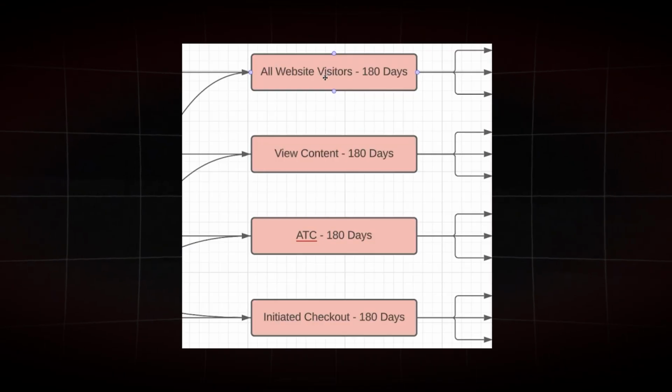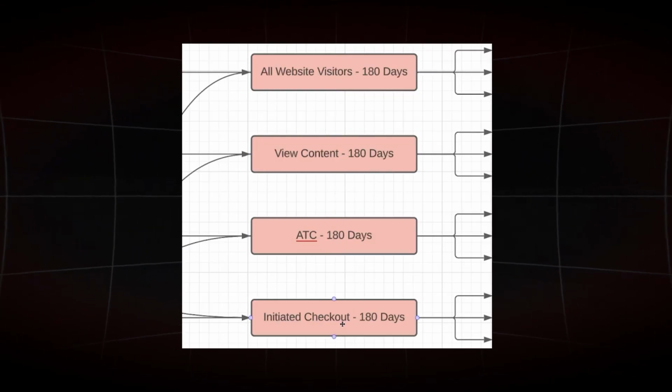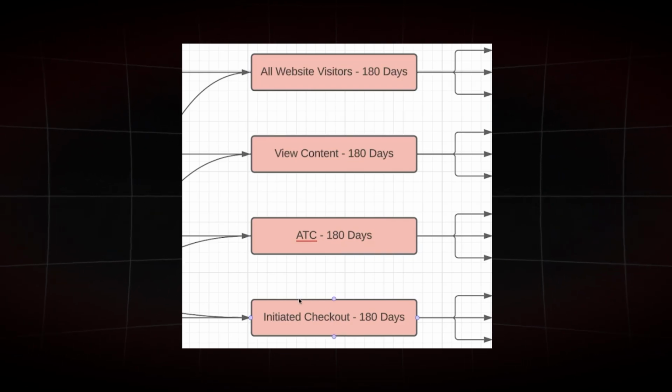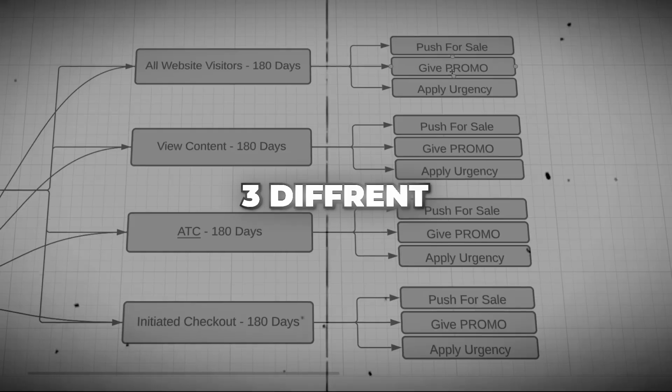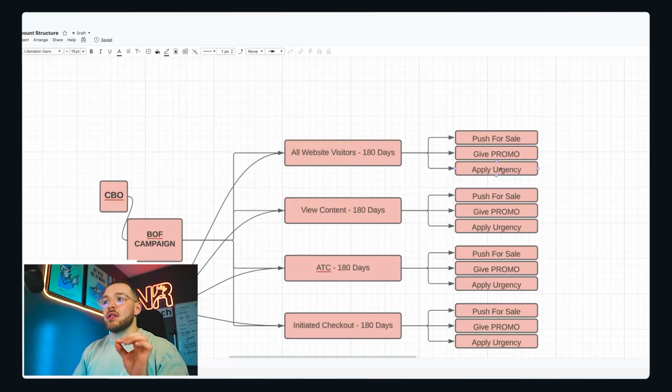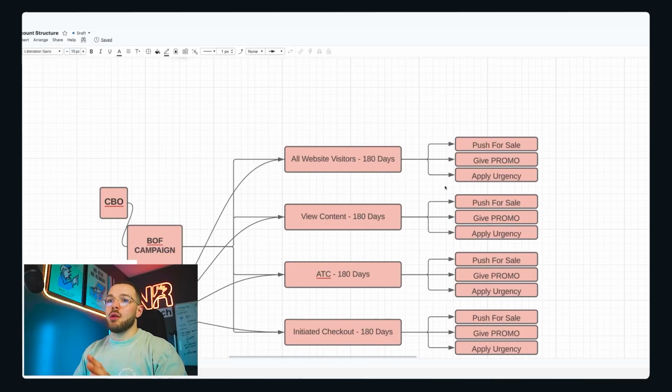And then we're targeting all website visitors last 180, view content, add to cart, initiate checkout, all in the last 180 days. Again, you can open or narrow this by 30-day increments depending on the size of your brand. And then again, we're following that example where we're testing at least 3 different variations of ads. And if we need to test more, then we'll likely utilize a dynamic creative test on the bottom of funnel, where we can test multiple variations of creatives with variations of copy once again.